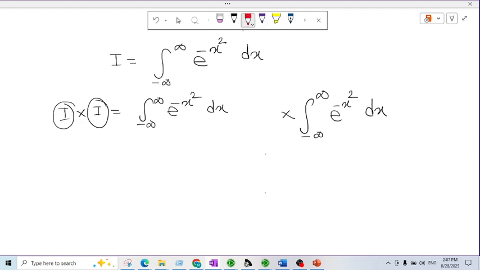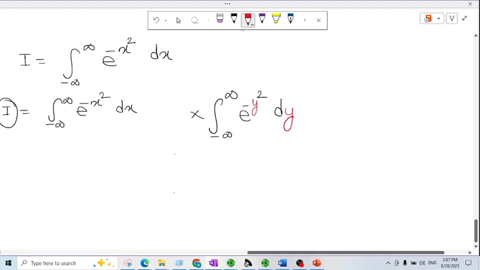Now let's see that this is a definite integral. That means we can change this variable into whatever we want. Let's replace it by y. So instead of x, if I write y, the value of this integral will be the same. Okay, so now let's do one thing.